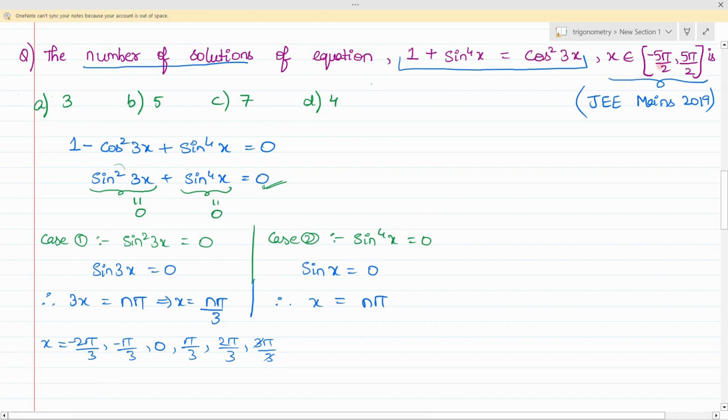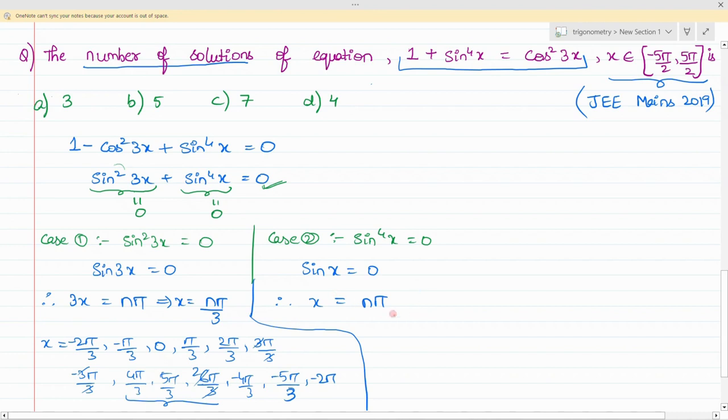And if you observe this range, x belongs to minus 5 pi by 2 to plus 5 pi by 2. So all of this comes in the range, and also if it is minus 3, minus 3 pi by 3, which is nothing but minus pi, also comes in the range. 4 pi by 3 comes, 5 pi by 3 comes, 6 pi by 3 also comes, because 5 pi by 2 is greater than 2 pi. So here it is just 2 pi, so it also belongs to the range. And the negatives of all these three values also come, that is minus 4 pi by 3, minus 5 pi by 3, and minus 2 pi.